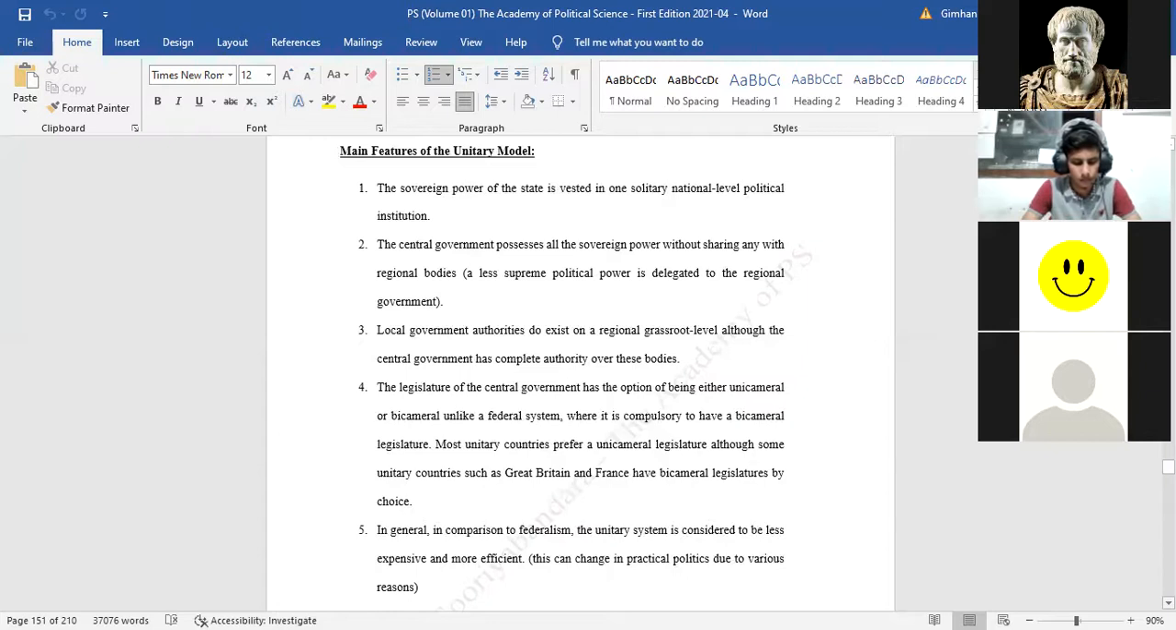The legislature of the central government has the option of being either unicameral or bicameral, unlike a federal system where it is compulsory to have a bicameral legislature. Most unitary countries prefer a unicameral legislature, although some unitary countries, such as Great Britain and France, have bicameral legislatures by choice. In general, in comparison to federalism, the unitary system is considered to be less expensive and more efficient. This can change in practical politics due to various reasons.